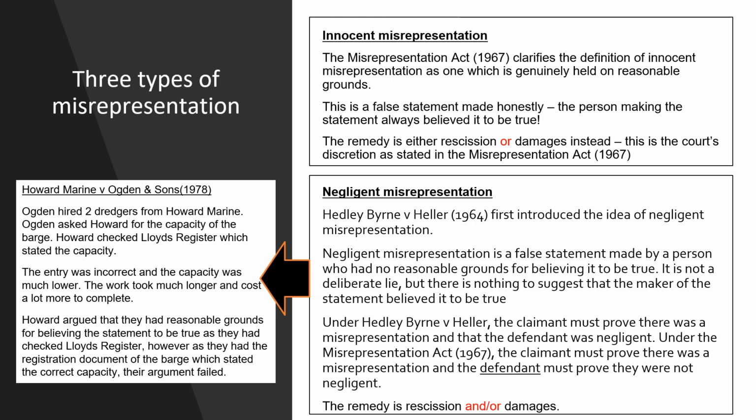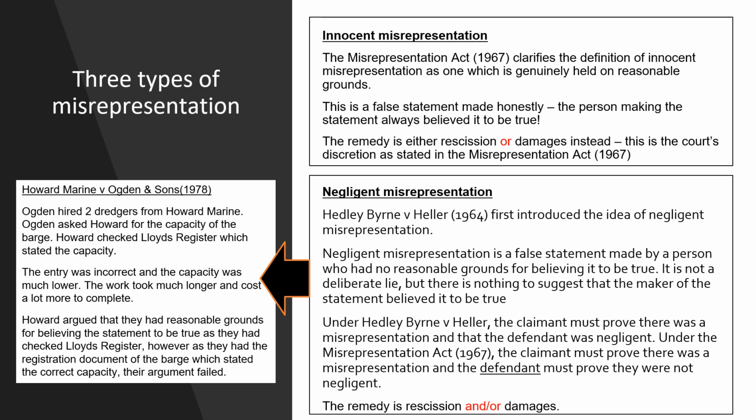So once you've established the test, whether a misrepresentation has happened or not, you then need to establish whether it's an innocent, negligent or fraudulent misrepresentation. Now an innocent misrepresentation is covered by the Misrepresentation Act, nice and clearly and easily, and that clarifies the definition of innocent misrepresentation as one which is genuinely held on reasonable grounds. So you genuinely, on reasonable grounds, believe what you're saying, the false statement, to be true. So it's something made honestly. You always believed it to be true.